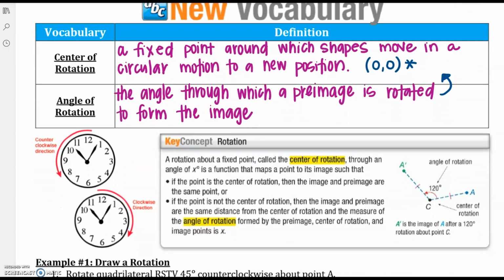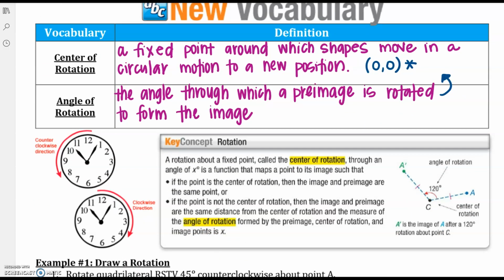So, we look at counterclockwise, which is which way most of our rotations will happen. Clockwise is just the way in which the clock works. It goes about the circle.